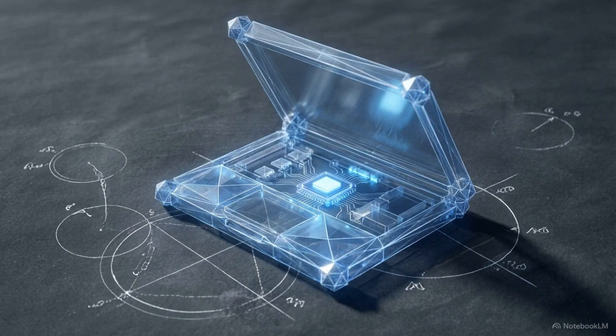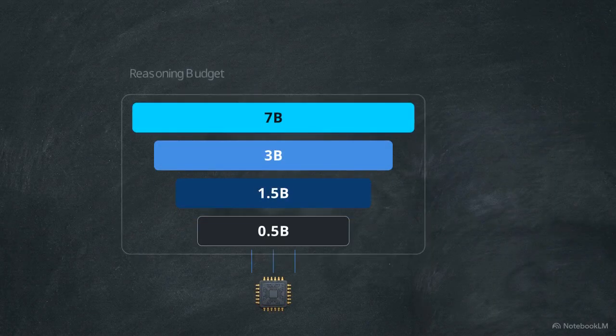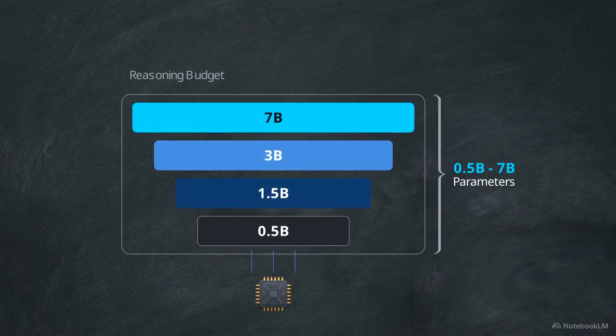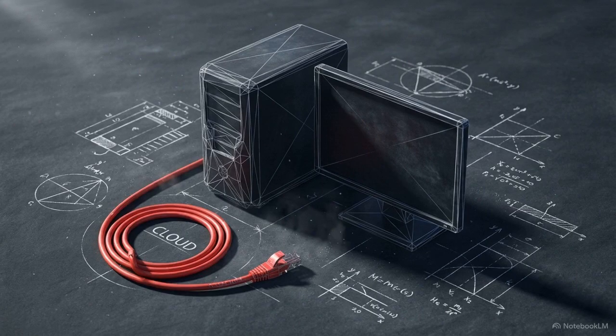Running Code Assistance AI locally means operating under strict hardware constraints. We are dealing with small parameter models, specifically in the 0.5 billion to 7 billion parameter range. These are neural networks small enough to run on consumer-grade machines without relying on external servers.